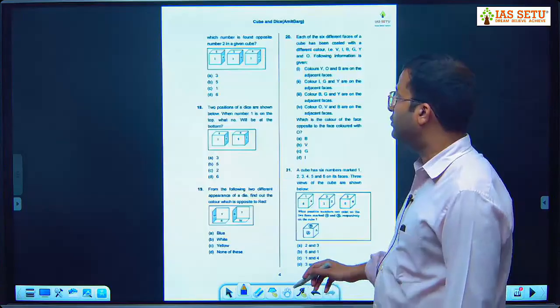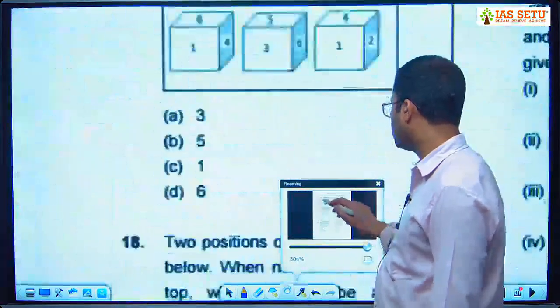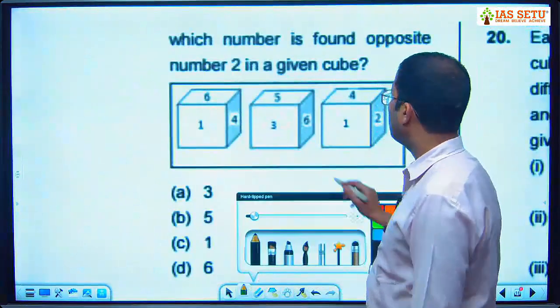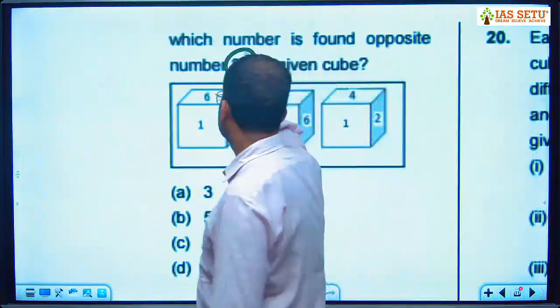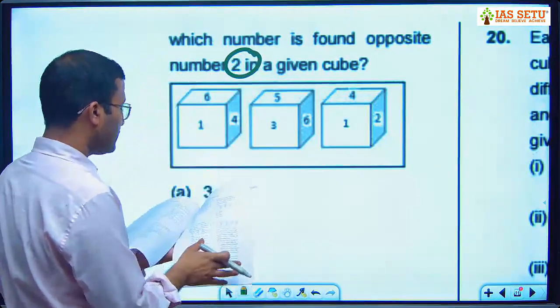What is the problem? 3 views are given. Don't get confused with the 3 views. You take any 2 relevant views. What is the question? Question is what is opposite of 2? Okay. So can you see the first and the third view?